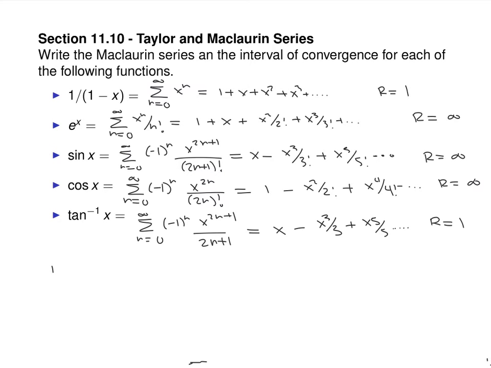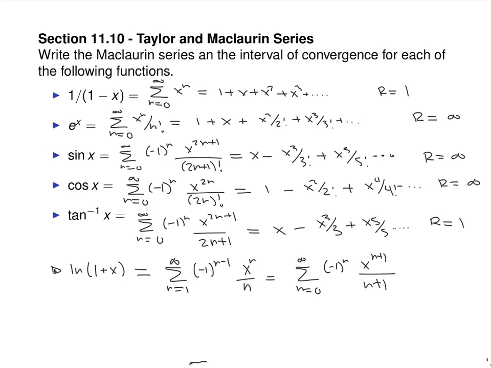And let's add one thing to this list. Let's add natural log of 1 plus x. That is the sum from n equals 1 to infinity, negative 1 to the n minus 1, x to the n over n, if you start the indexing at 1. If you were to start that at 0, it'd be the sum from n equals 0 to infinity, negative 1 to the n, x to the n plus 1 over n plus 1. The same thing. Also r equals 1.